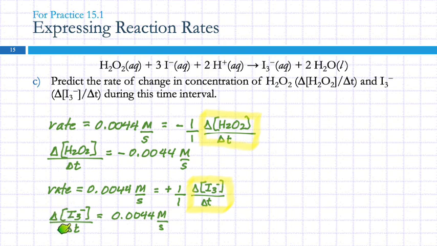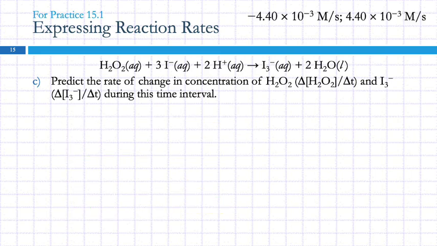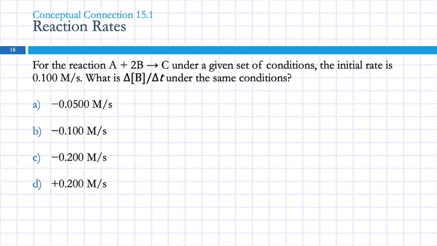The rate of change for this is positive because it's being formed. The rate of change for this one is negative because it is disappearing. It's being destroyed. Any questions? There are the answers. Oh, I was hoping we were done.